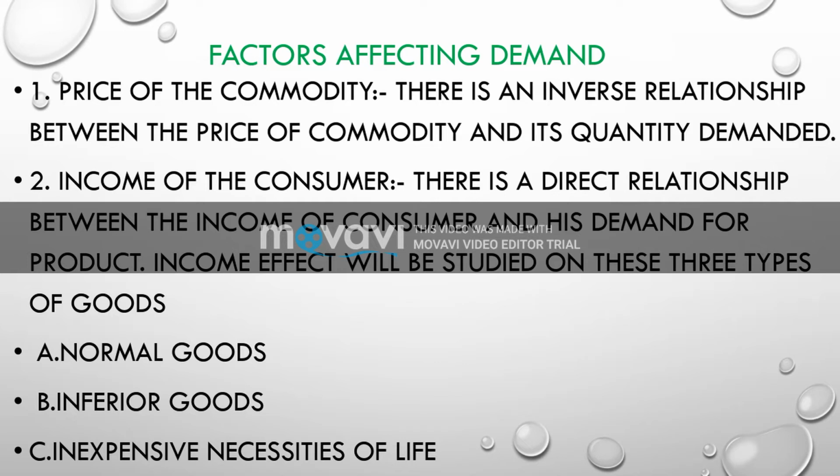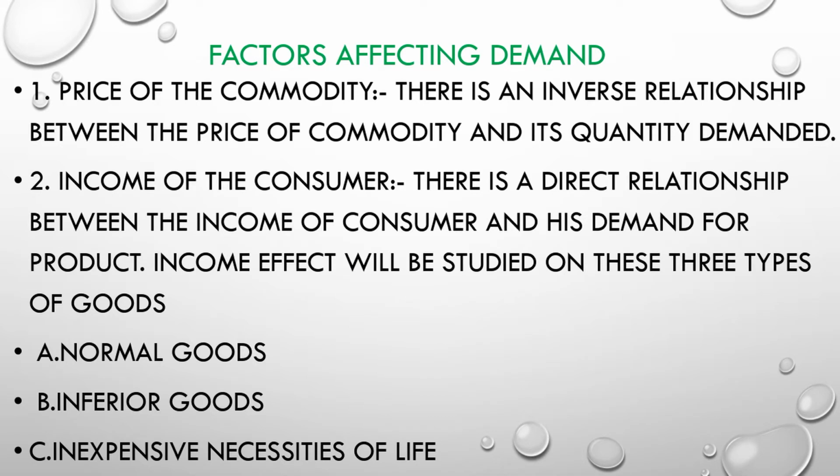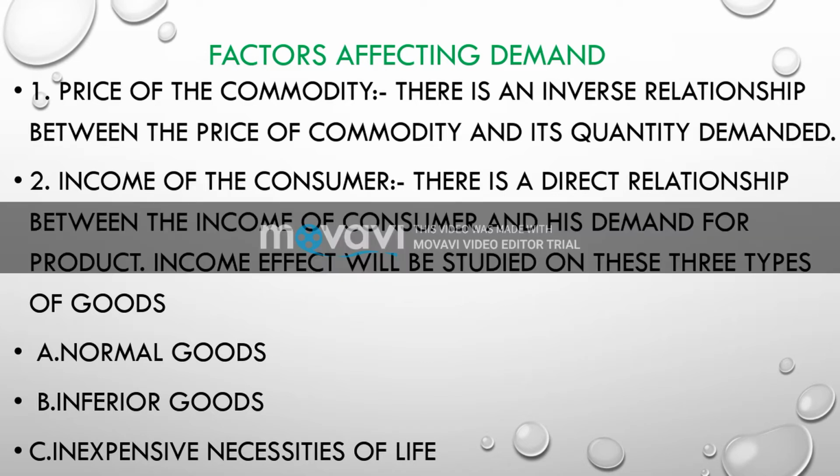Next type of goods is inferior goods. Inferior goods are those goods the demand for which falls with an increase in income. Kindly note, in the case of inferior goods, the demand for goods will fall with an increase in income, and in the case of normal goods, the demand for goods will increase with an increase in income.